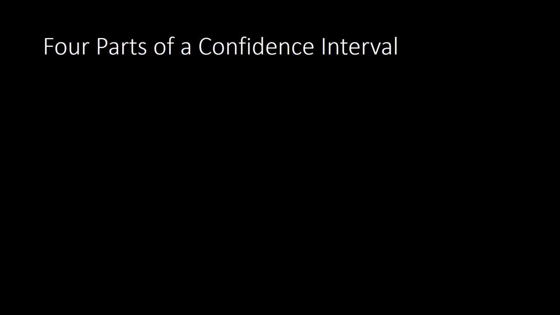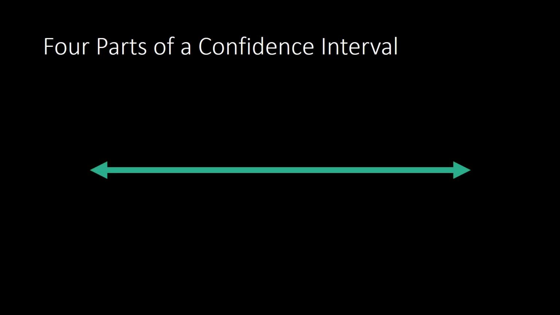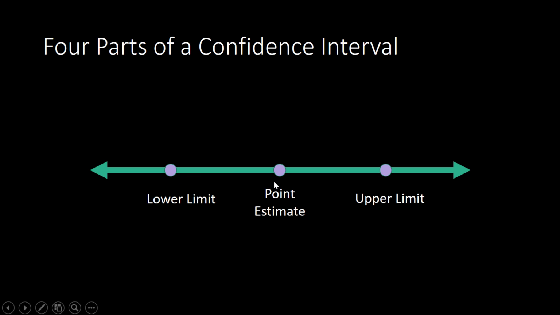Let's begin. The 4 parts of a confidence interval are as follows. First of all, it's important to understand that a confidence interval is literally just a range of values that are plotted on a number line. First, we have our lower limit, then we have our upper limit. Halfway between the lower and upper limit is what's called the point estimate.